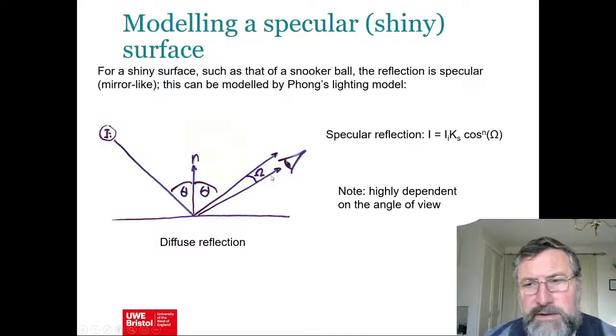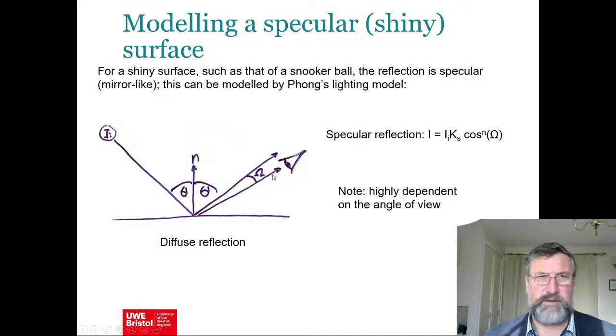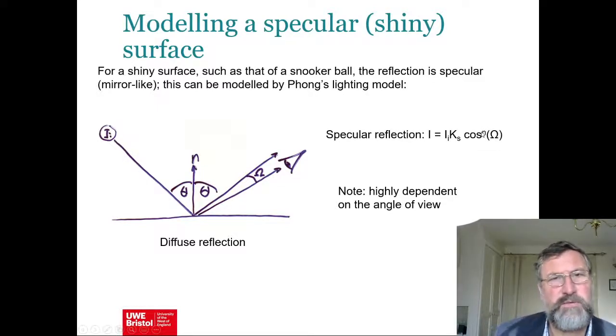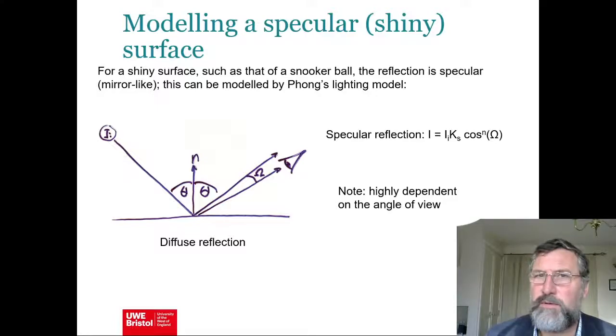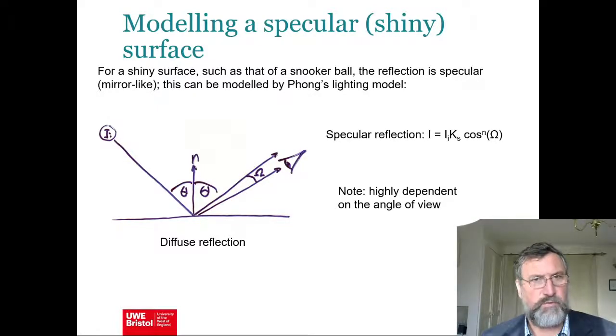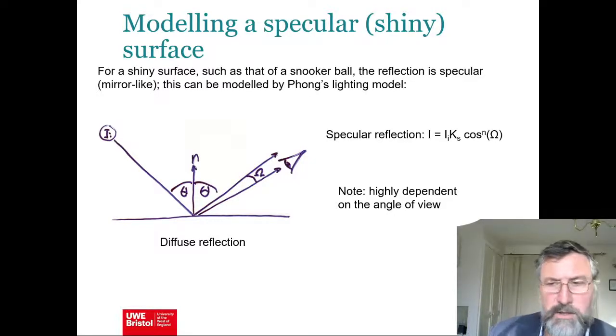Interestingly, if you had a light shining onto a snooker ball, you'd get a circular highlight on the ball. The specularity of the ball is really controlled by this parameter n, because as that varies, the size of the specular highlight on the ball will also vary. You can imagine a more diffuse ball will have a larger specular highlight, and a very, very shiny one would have a smaller specular highlight.